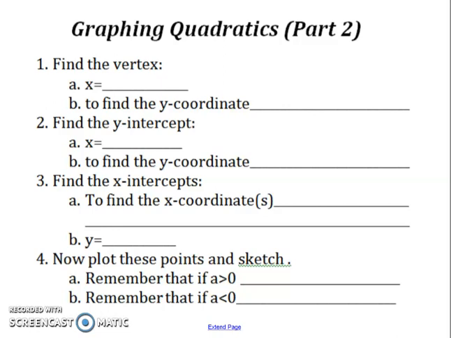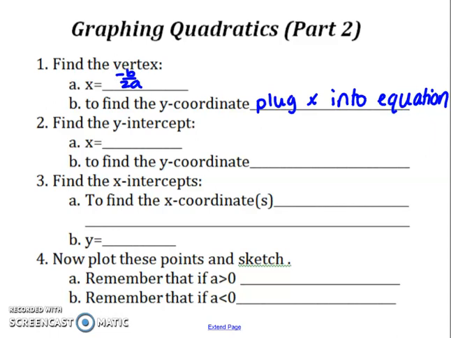We already know how to graph quadratics by finding the vertex and the y-intercept. Before, we used a third point from symmetry to graph, but now we're able to find the x-intercepts as well. So first, we want to find the vertex. First we find the x value, and x is equal to negative b over 2a. Once we have the x value of the vertex, to find the y-coordinate, we plug x into the equation and then solve for y.